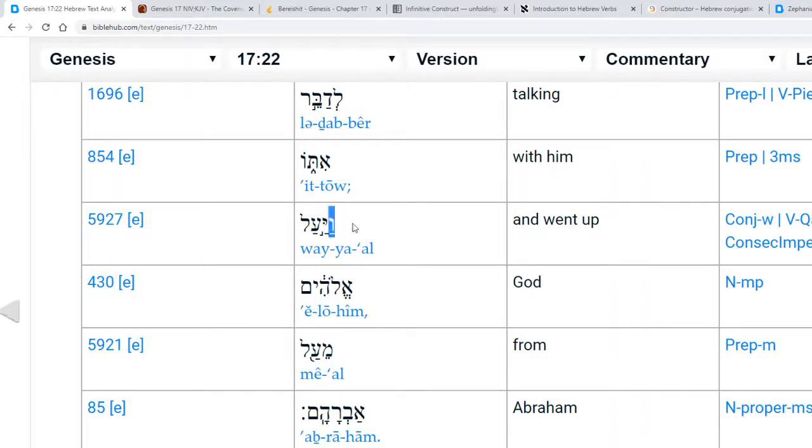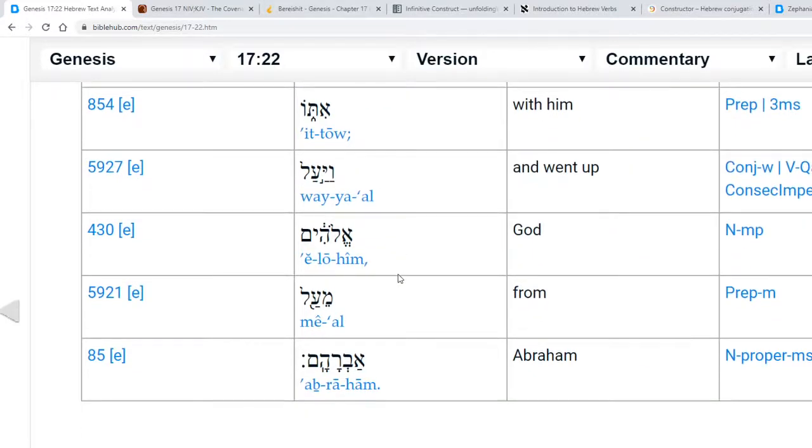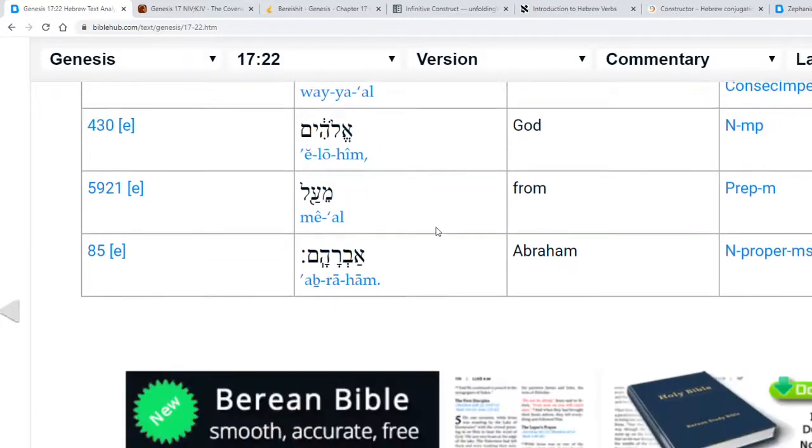Vaya'al, so the vav is conjunctive of. The root here is ayin lamed hey, which means to rise, right? Vaya'al, and rose, right? Well, it's actually in the imperfect that's getting flipped to past tense. So God rose. Elohim means God. Me'al, prepositional mem. Al is the preposition with the ayin, not aleph. Abraham. So God rose up from Abraham, right?